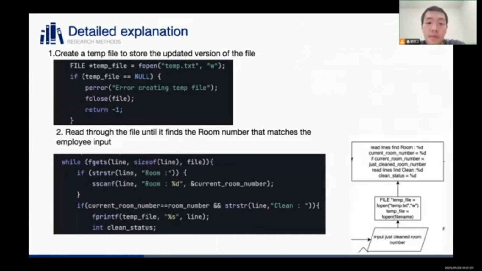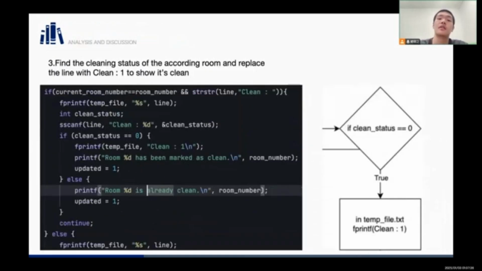The first step is to create a temp file to store the updated version of the file. Then the machine will read line by line to record every room number until it finds the same room number the employee entered. The third step is to write the new line, clean 1, to show that the room is clean, to the temp file. In other cases, the machine will just copy the original line from the original file.